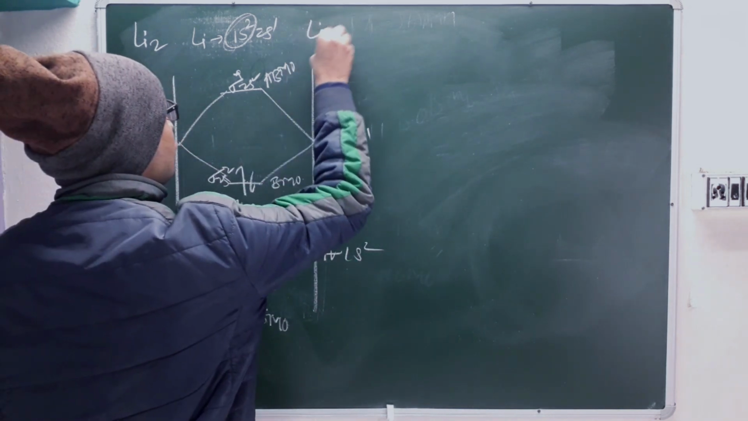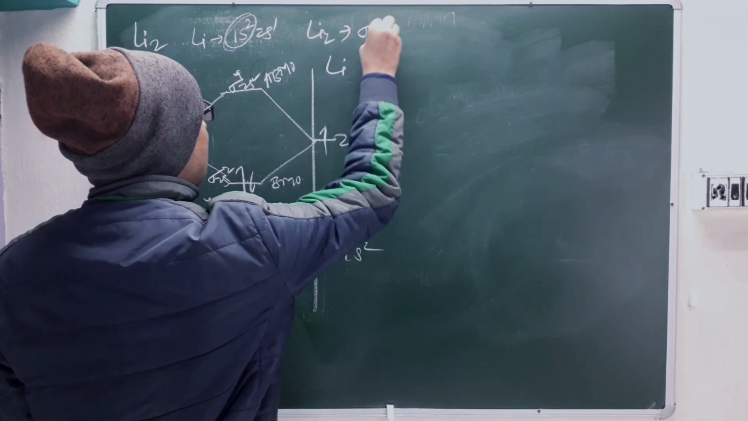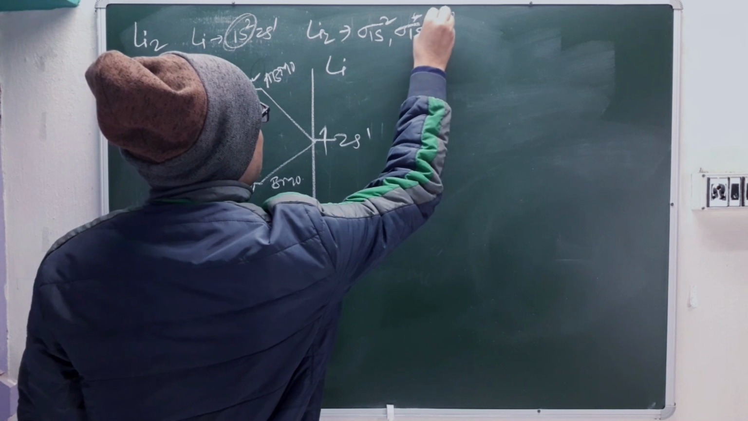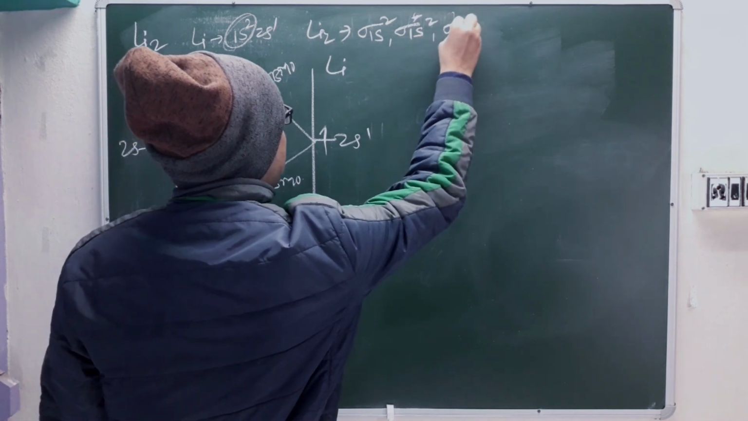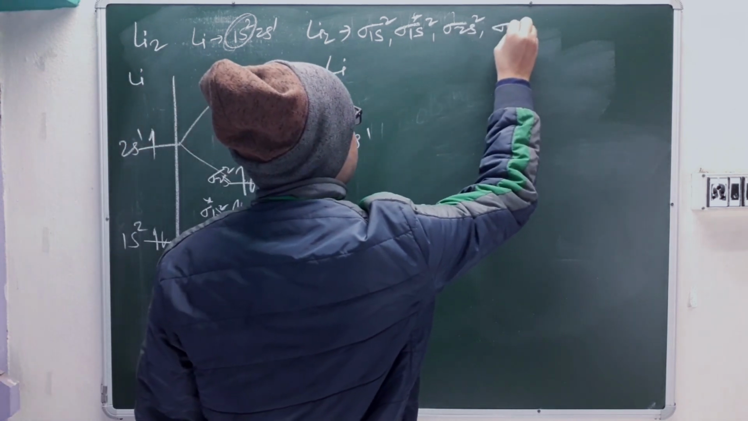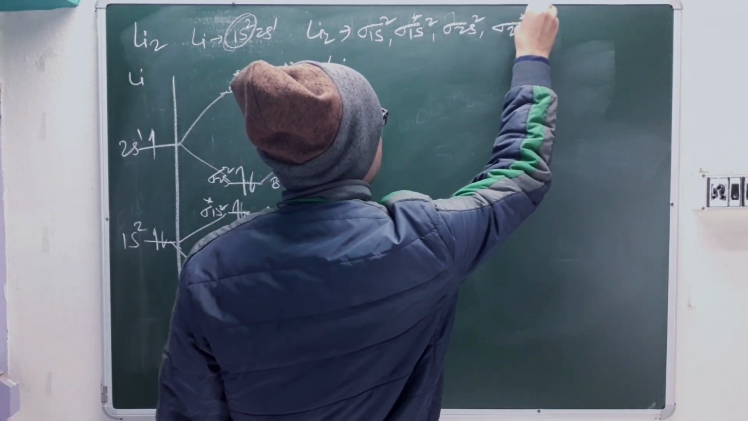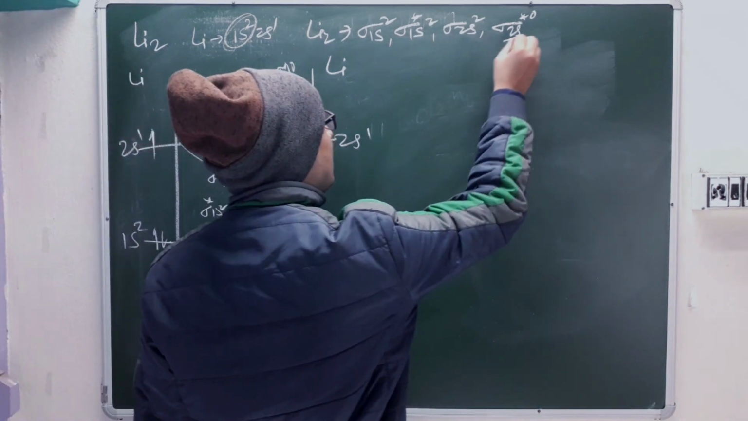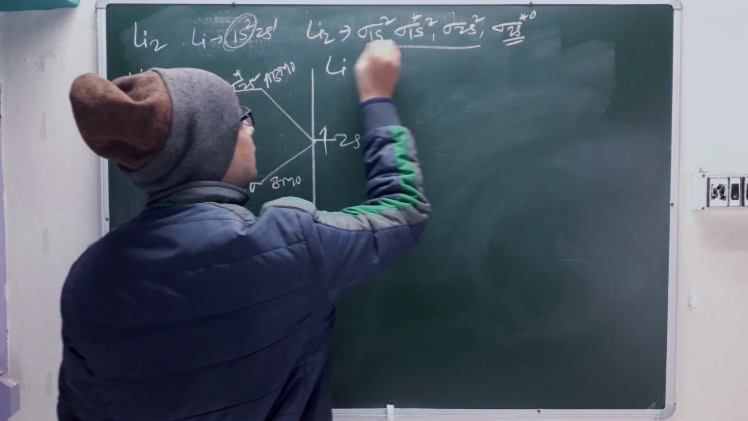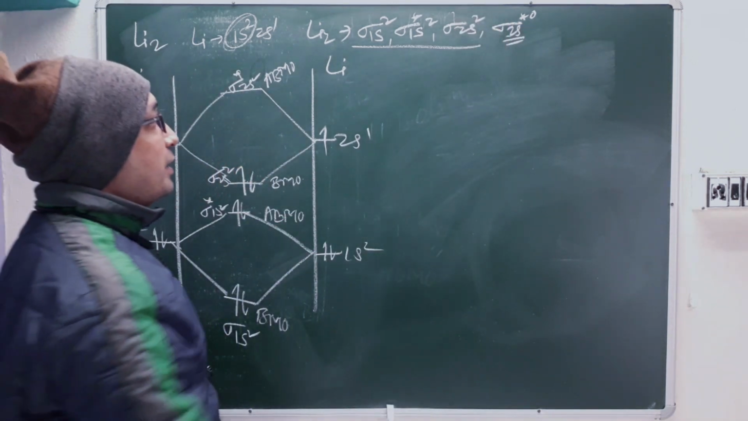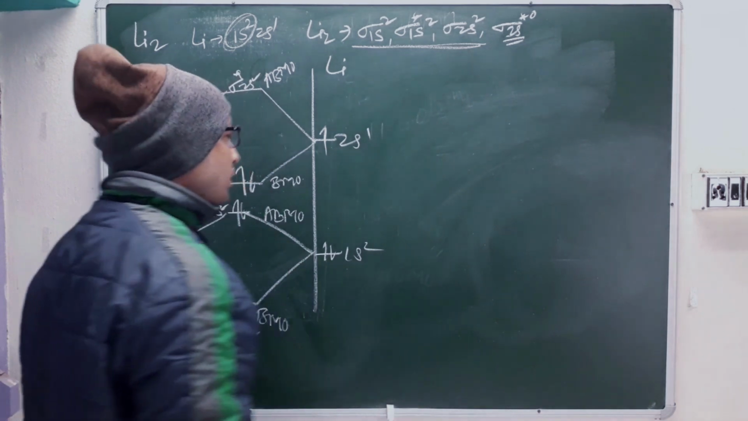So lithium 2, it will be sigma 1s2, then sigma star 1s2, then sigma 2s2. Okay, then if you want to write sigma star, you can write it, but you have to mention it as 0. You have to mention it 0, then only you are supposed to write this. Otherwise, till here you write it. Leave this one, not required, because it is a 0, right? Why would you write it? So this will be the molecular configuration, right?